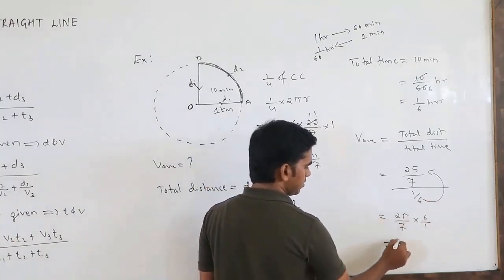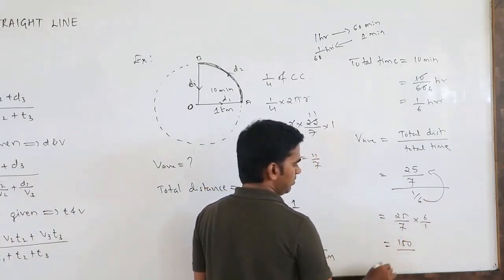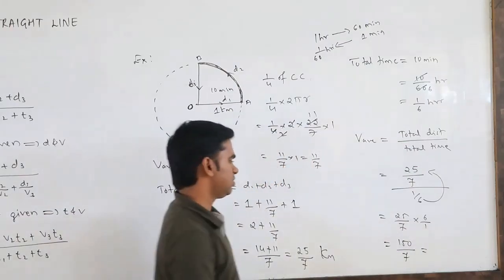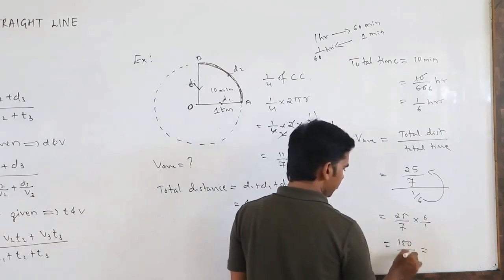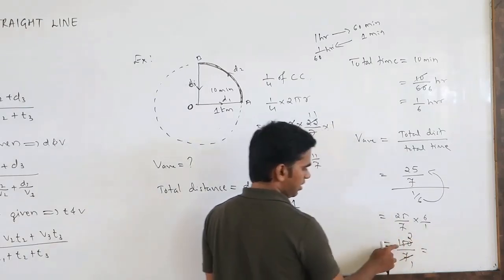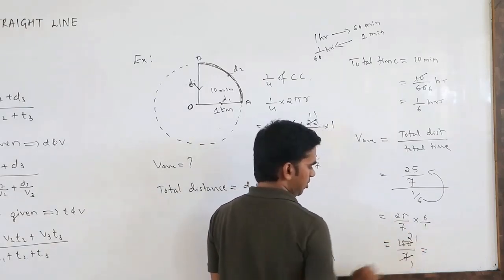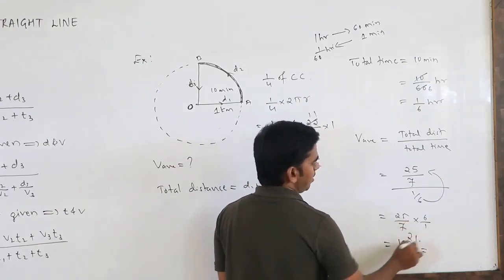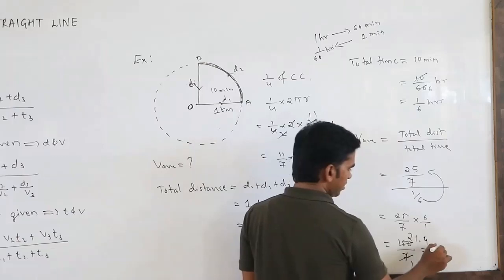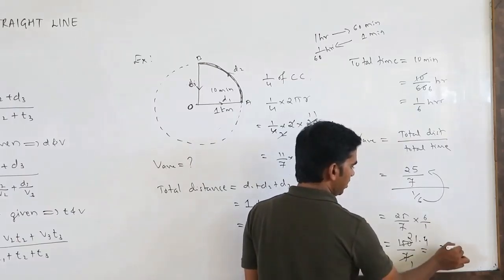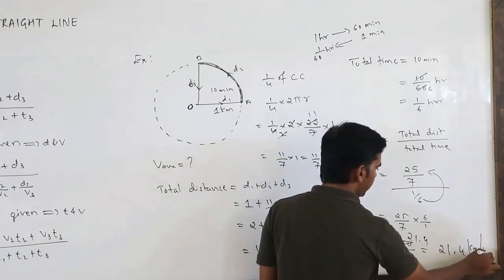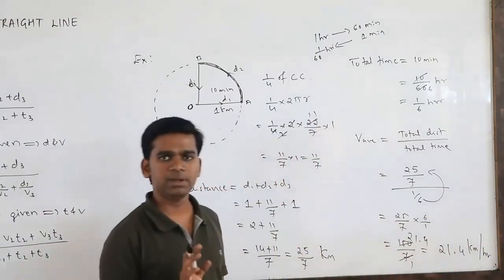So what will you get? 25 into 6, 150. 150 divided by 7. 7 2s are 14, so 1 remains, 10 remain. 7 1s are 7, so 3 remains, 30. 7 4s are 28. So you will get approximately 21.4 kilometer per hour.